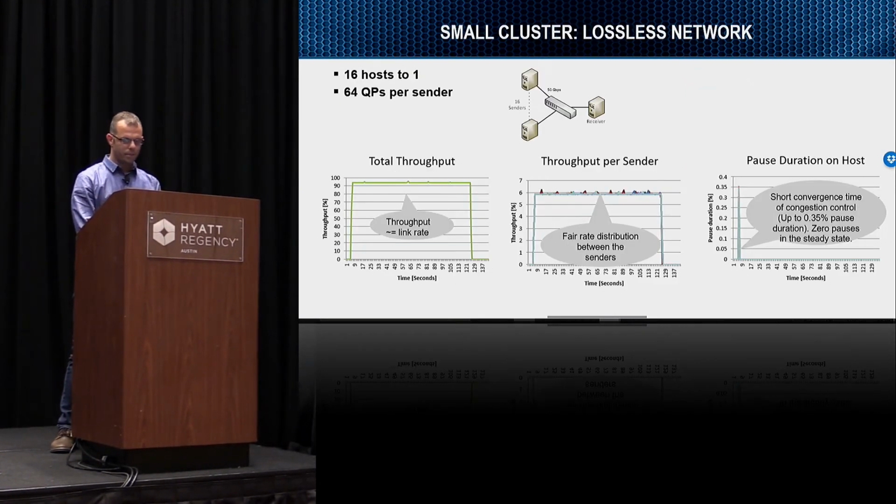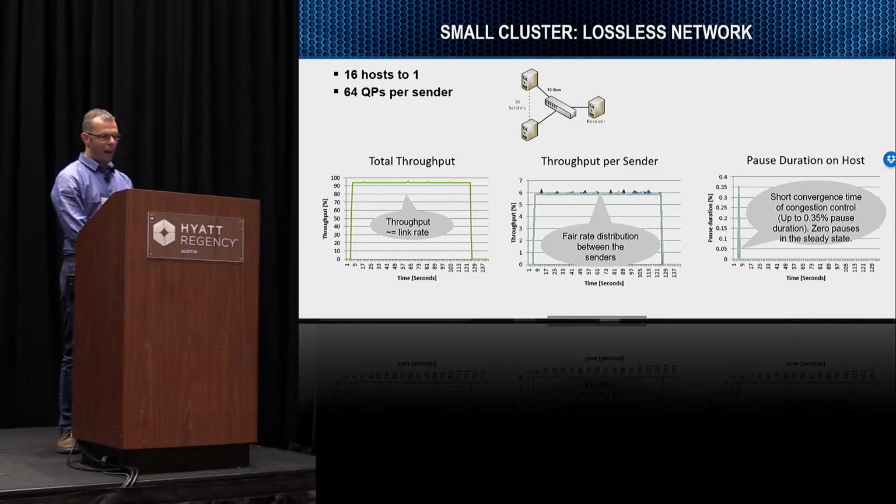The first scenario is the simplest one. We begin with the small cluster running a many-to-one test over a lossless network. We have 16 hosts all sending to a single host, and each of the 16 senders also opens 64 flows, 64 queue pairs, toward the receiver. So in total we have 64 multiplied by 16 queue pairs running toward a common receiver.